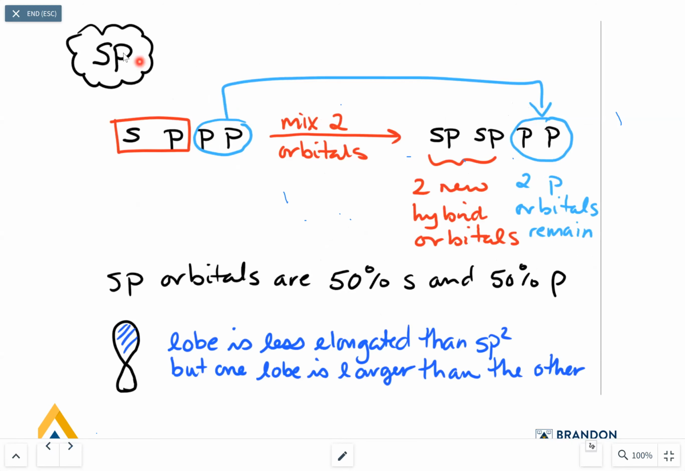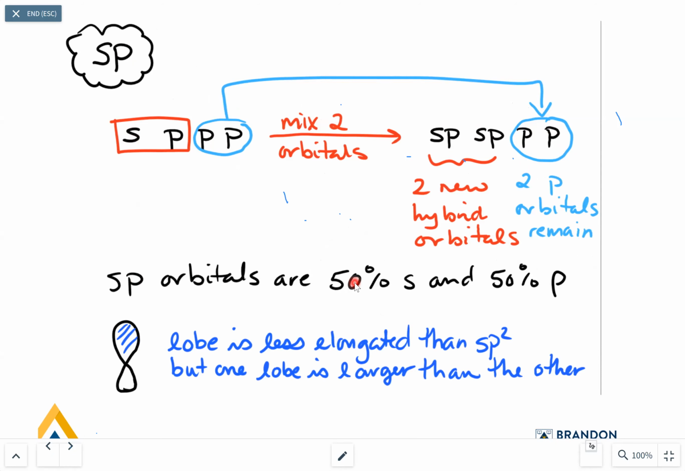And last but not least is the sp system. So in this case, we're mixing one s and one p to make two new hybrid orbitals, which will be sp hybrid orbitals. And you've got two remaining p orbitals that are going to be used to make pi bonds. The diagram of this is similar as before, except this lobe is getting smaller and smaller and smaller.